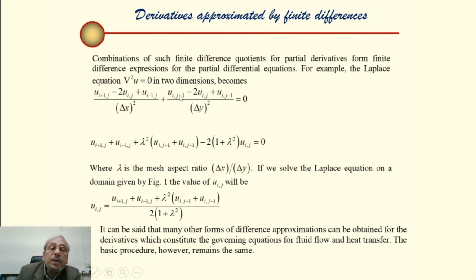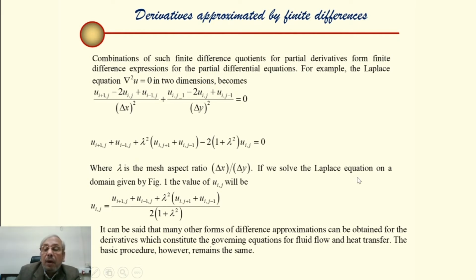So this plus is not very clear. This will be u_i,j+1. Please be careful, this is j plus 1. So from here we can write u_i+1,j plus u_i-1,j plus lambda square u_i,j+1 plus u_i,j-1 minus twice (1 plus lambda square) u_ij equal to 0, where lambda is the mesh aspect ratio, that means delta x by delta y.